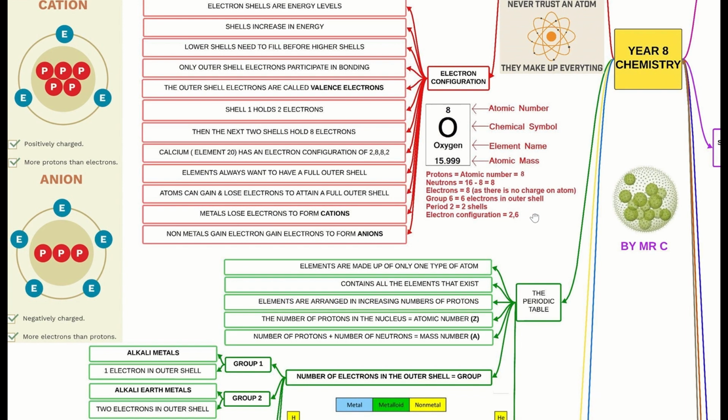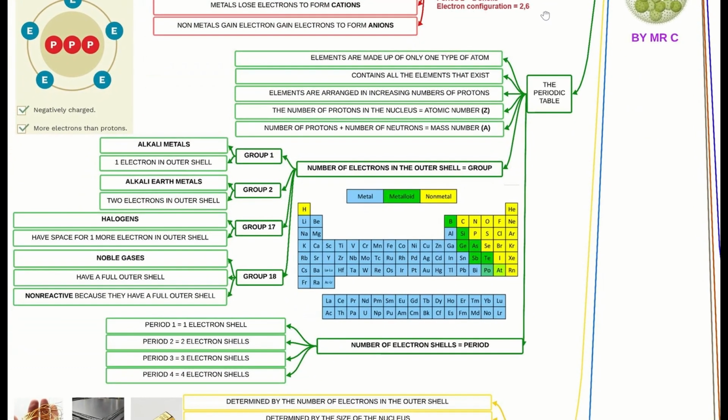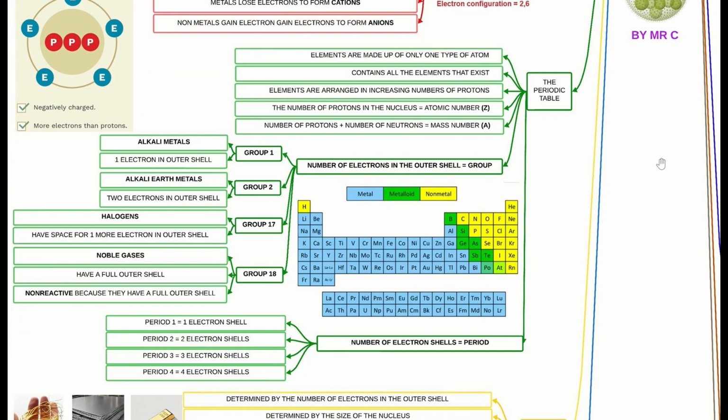Okay, then let's move down to the periodic table. Now, in the periodic table, it shows all of the elements that are natural and man-made. The separation between natural and man-made is around uranium. Anything above uranium is man-made, and anything that is uranium or lower is natural. All right? In the periodic table, we can see that it's made up of all of the elements that exist.